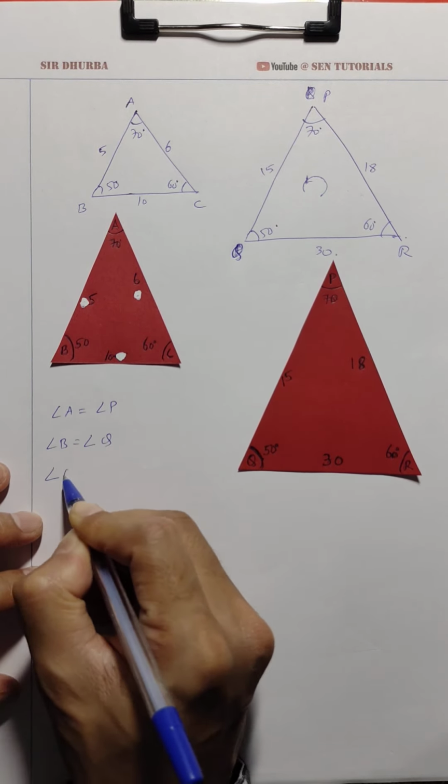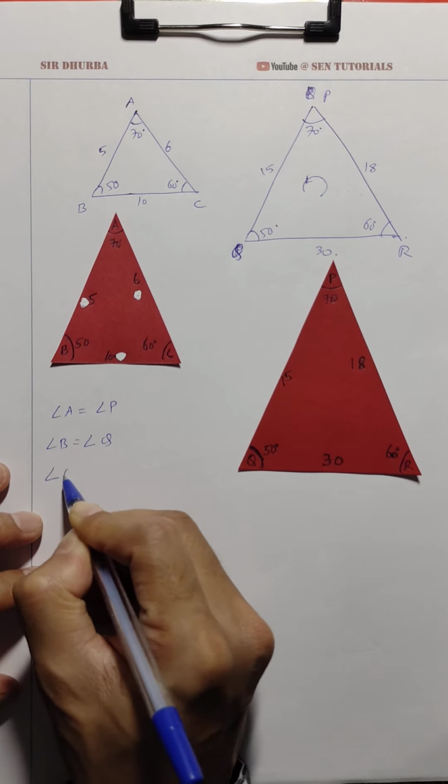So we can see that the corresponding angles are equal, and the corresponding sides are also in the same ratio. So in that case we can go on and say that triangle ABC is similar to triangle PQR. So that is what we are going to be doing here in class 10, my dear children, about similarity.